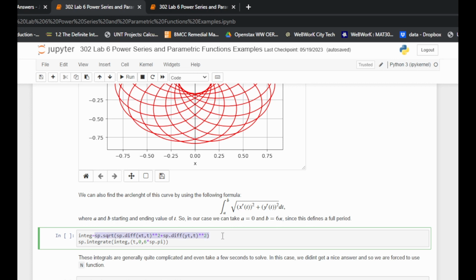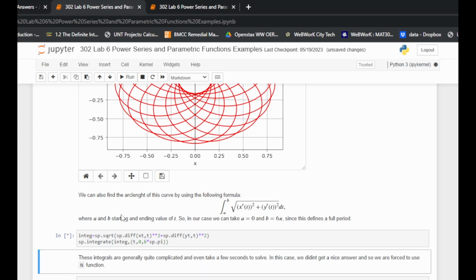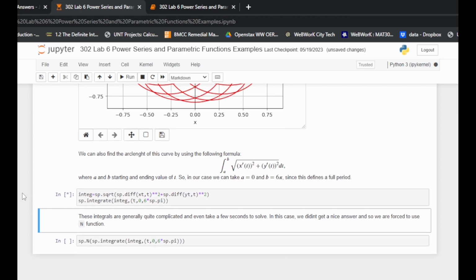So we will define the integrand function. I usually like to define it separately to make it a bit simpler. So this is the square root of the derivative of xt with respect to t squared, plus the derivative of yt with respect to t squared, and then we will integrate this between 0 and 6 pi. Notice I'm integrating with respect to t here. Now, this is quite a complicated integration, and as you can see, it's actually taking me quite a long time to calculate. So we'll wait until it's done.